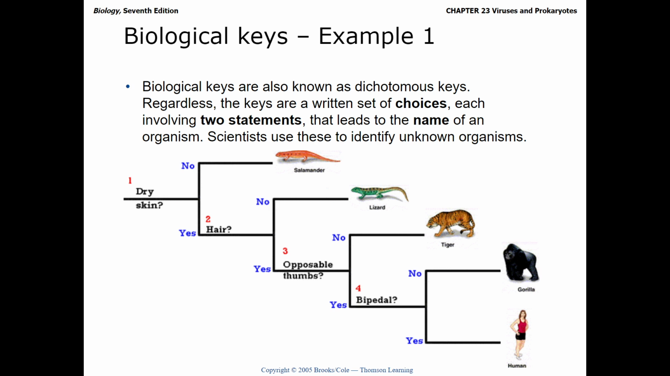That's going to be, do it one more time. Has dry skin, has hair, has opposable thumbs, but is not bipedal. So your organism there should be the gorilla.